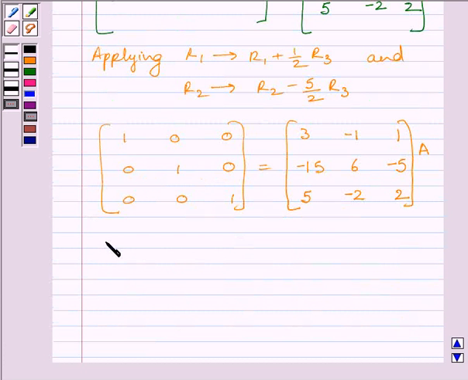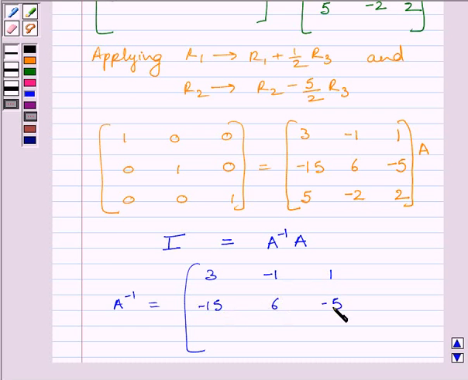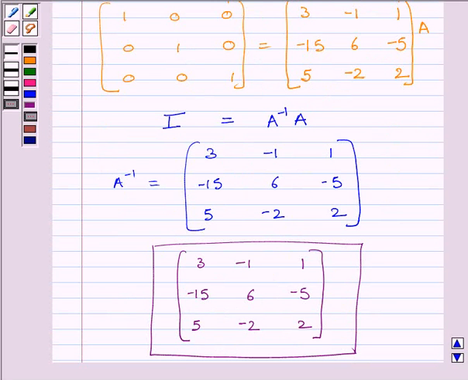Now this is the identity matrix of order 3 into 3. So, we know the identity matrix can be written as A inverse multiplied by A. Now comparing these two expressions, we conclude A inverse is equal to this matrix. So we can write A inverse is equal to matrix [3, -1, 1; -15, 6, -5; 5, -2, 2].